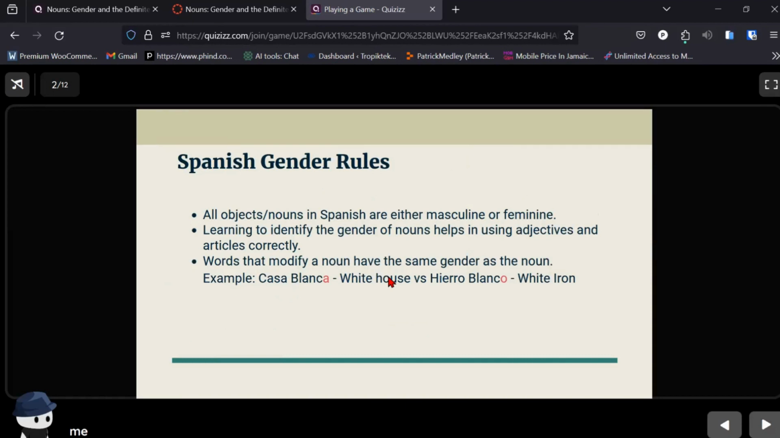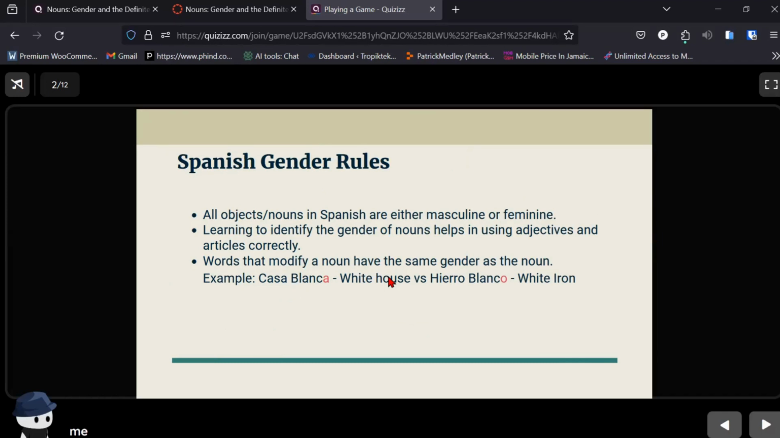So here we have some rules in regards to gender when it comes to nouns. All objects and nouns in Spanish are either masculine or feminine. All nouns in Spanish are either masculine or feminine, no matter what. Learning to identify the gender of nouns helps in using adjectives and articles correctly, and words that modify a noun have the same gender as the noun.